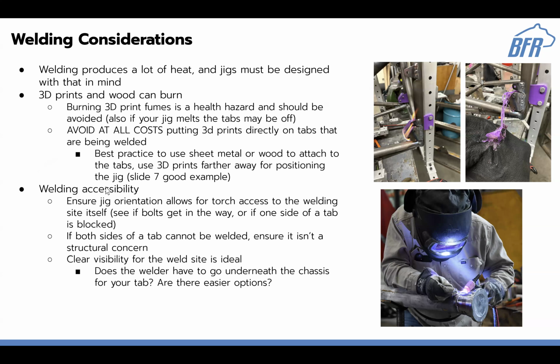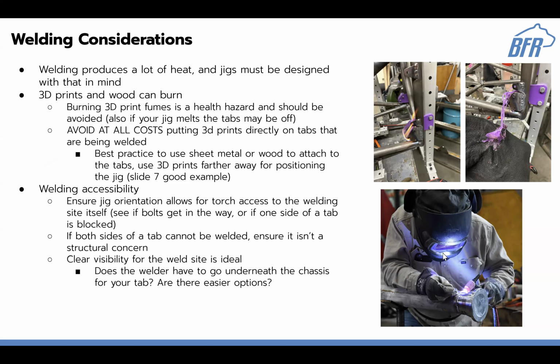So another thing is welding accessibility. If you're not familiar with the welding process, we use TIG welding, which involves the use of this little torch right here. You guys can see my mouse, right? And the welders are wearing these big clunky masks that go dim when a bright light is exposed so they don't blind themselves.